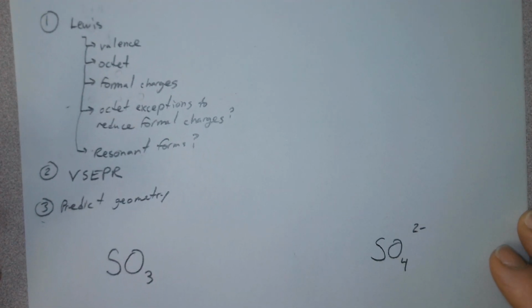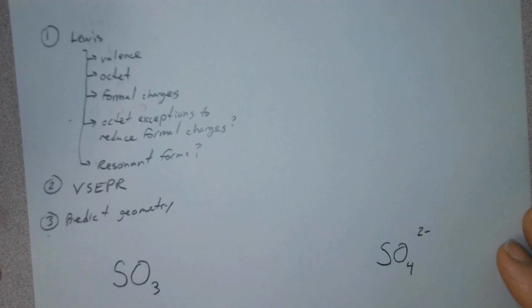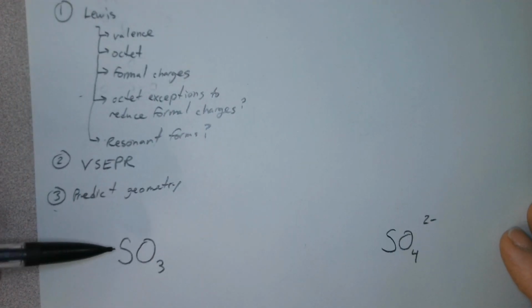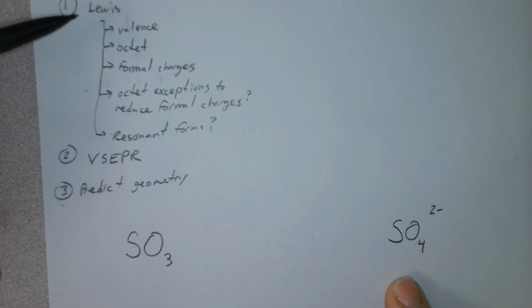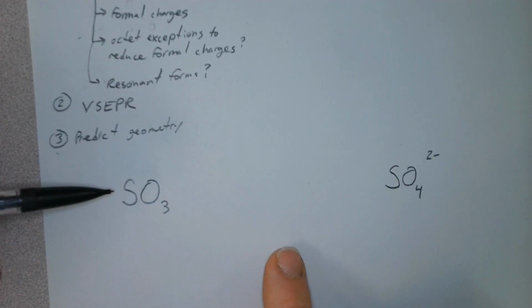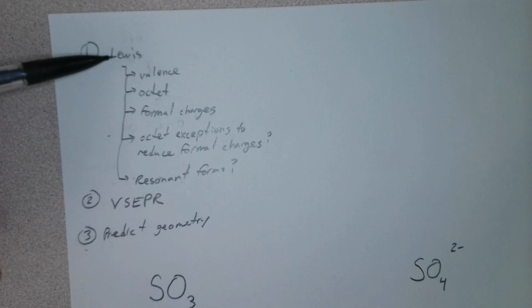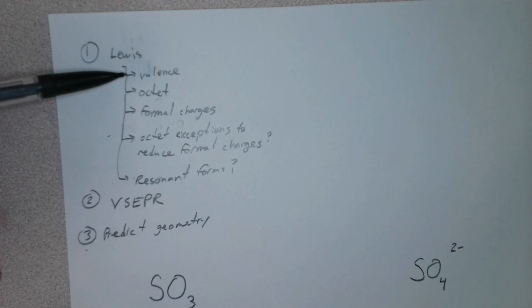Hey guys, coming at you with high octane, riveting content here about Lewis structures, steps that we can use to take a molecule or a polyatomic ion, get the correct Lewis drawing, and use something called VSEPR to predict its three-dimensional shape. So let's go over some of the things in Lewis that need to be satisfied or at least considered. You need to have a valence total.